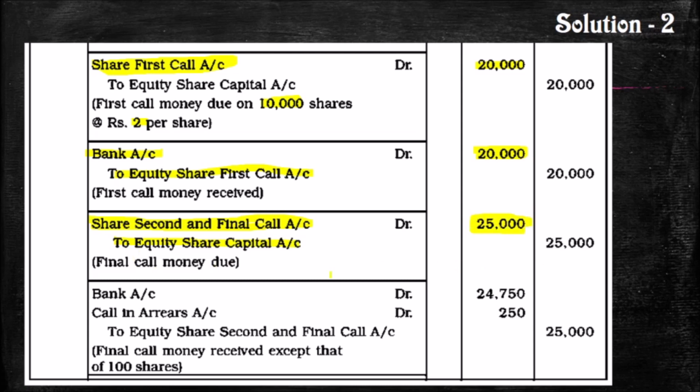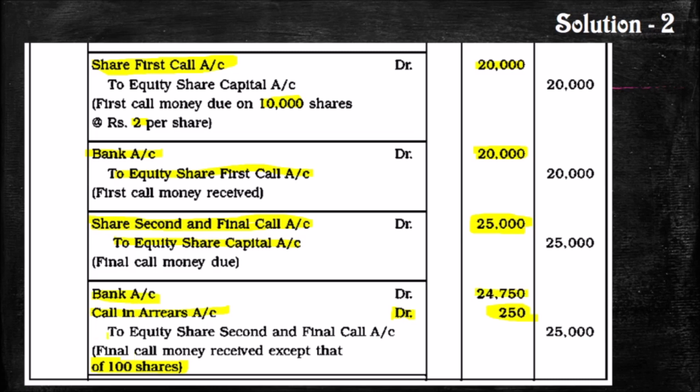25,000. And when we receive, there we have to show the arrear for 100 shares. So what is the arrear? 100 into 2.50. Calls in arrear account is opened. So 100 into 2.50, 250. And the remaining 25,000 minus 250, 24,750 will come into the bank. That amount will come into the bank.